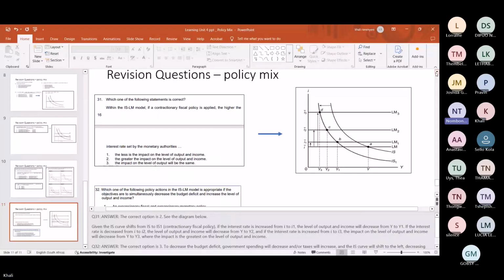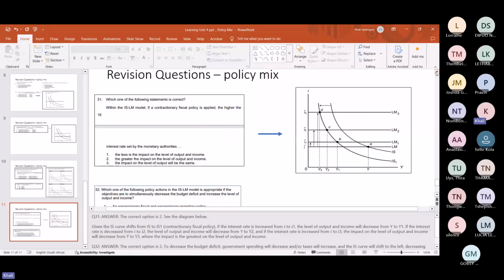Exactly. So this question just wanted you to be able to see that the different LMs are the different levels of interest rates, and if you shift IS, the greatest impact on the level of income, although it's a reduction, is going to be on LM3. So the answer there is 2.